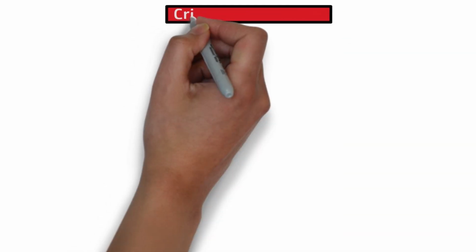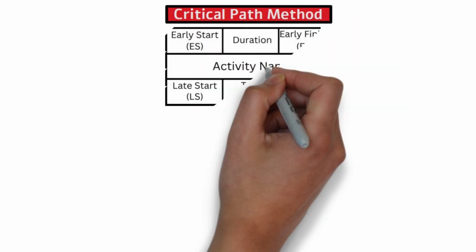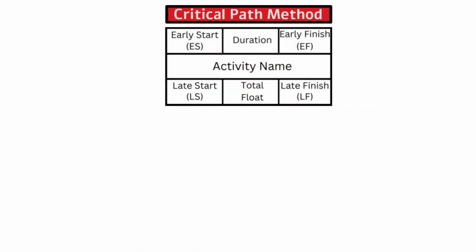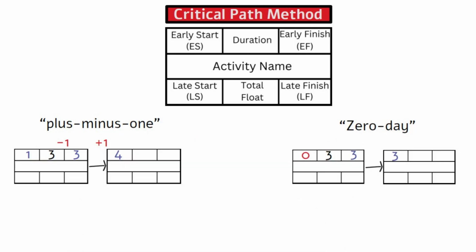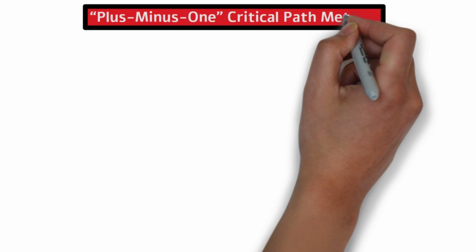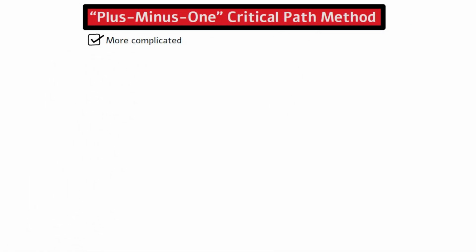Let's move on to our next section. Determine the critical path using the time box and float. There are 2 popular methods, and we will go over both methods and discuss which is better suited given your situation. For lack of better names, I will call the first approach the plus-minus-1 method, and the second approach the 0-day method. The plus-minus-1 critical path method is more complicated.